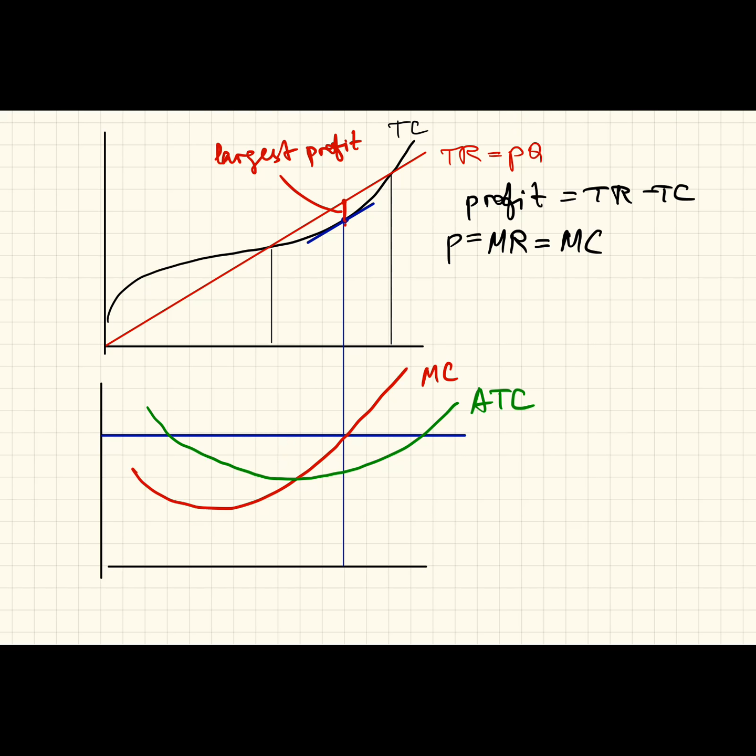Okay, so that's the condition that tells you that the quantity is giving us the largest possible profit. So if you are at the point where MR meets MC, it means that you are getting the largest possible profit. Okay, so this Q asterisk is the one we want, because that gives us the largest profit. So profit is maximized.